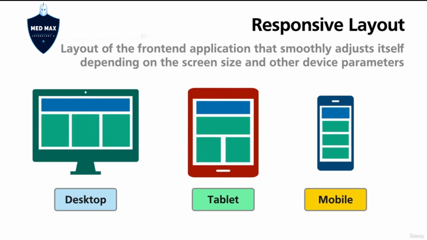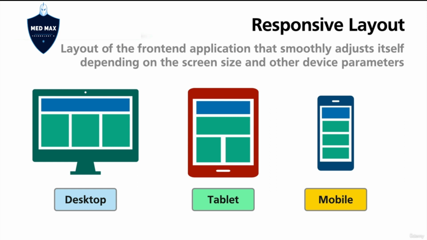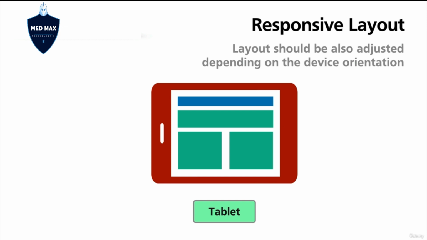Responsive layout is the layout of a front-end application that smoothly adjusts depending on the screen size. Why is that important to consider while developing front-end applications? Obviously, because now more than 50% of the global website traffic is generated by mobile phones. The layout of each front-end application should automatically adjust to different screen sizes depending on the device being used by the end user, either desktop or tablet or mobile. The layout should also be adjusted depending on the device orientation, which obviously applies only to tablets and mobile phones.